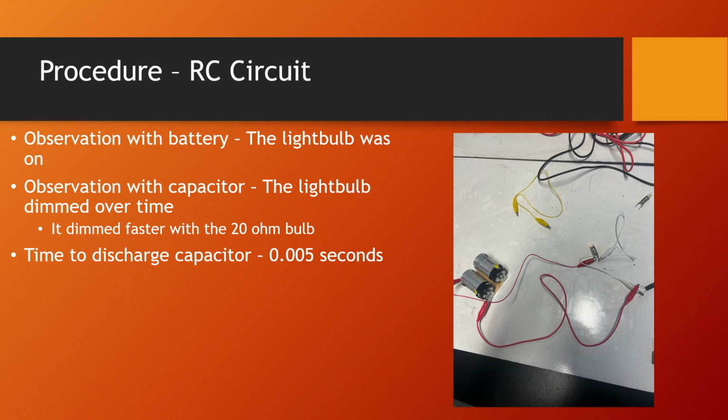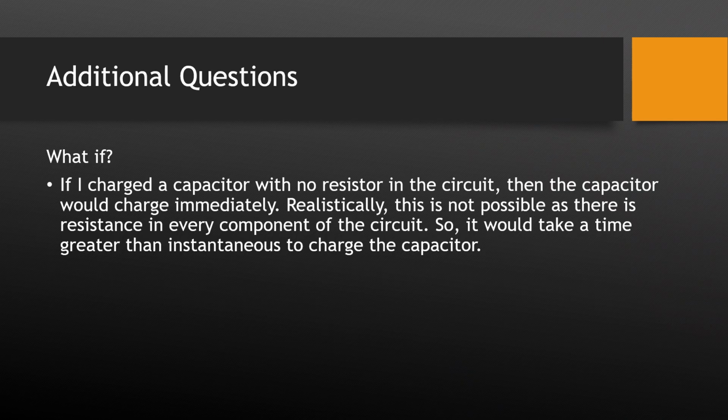As you see in the image on the right, we were able to get the light bulb to light up. When the battery was attached, the light bulb was on. Then when we took off the battery and only used the charged capacitor, the light bulb lit up but dimmed over time. It dimmed much faster with the 20 ohm light bulb than the 10 ohm light bulb. Finally we timed it, and the time to discharge the capacitor was 0.005 seconds, so very fast.